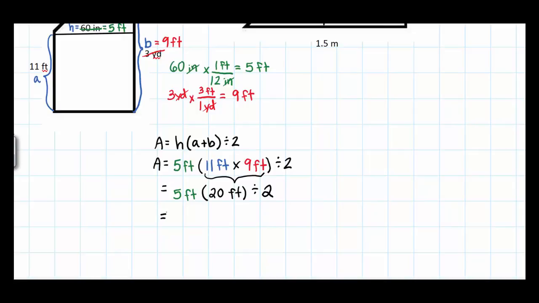By the rules of PEMDAS, we work from left to right because multiplication and division do not have priority one over the other. So 5 times 20 is 100 feet squared, because we took feet multiplied by feet, so that'd be feet squared, divided by 2. So this is 50 feet squared, or square feet.